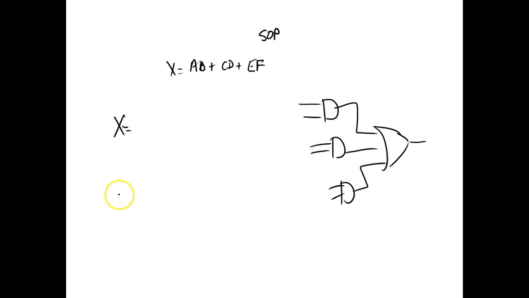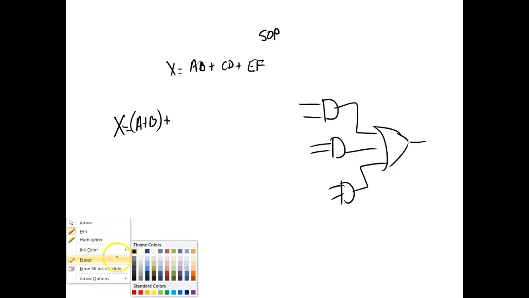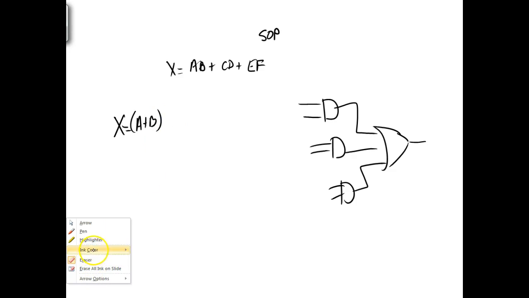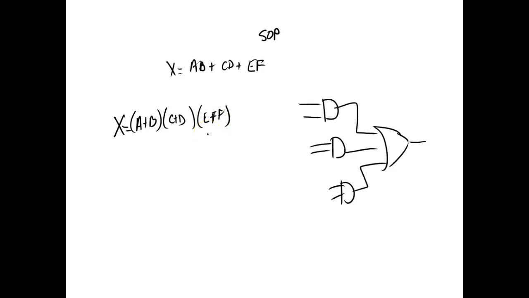And if I took the same equation, and of course I'm going to divide it up differently, this would be what we call a product of the sum. So that means we're going to output on an AND, right? And we're going to input on ORs.